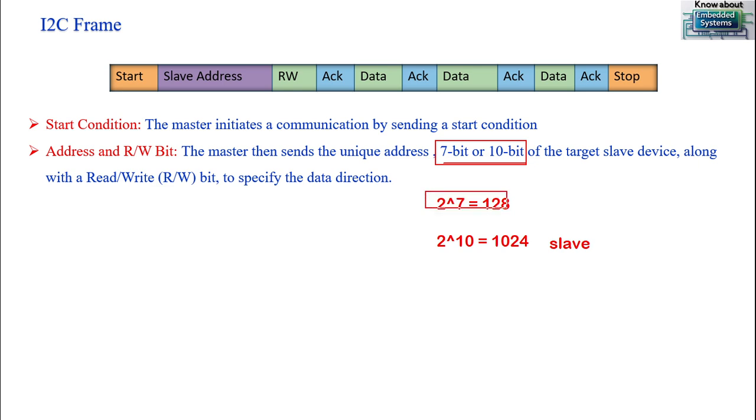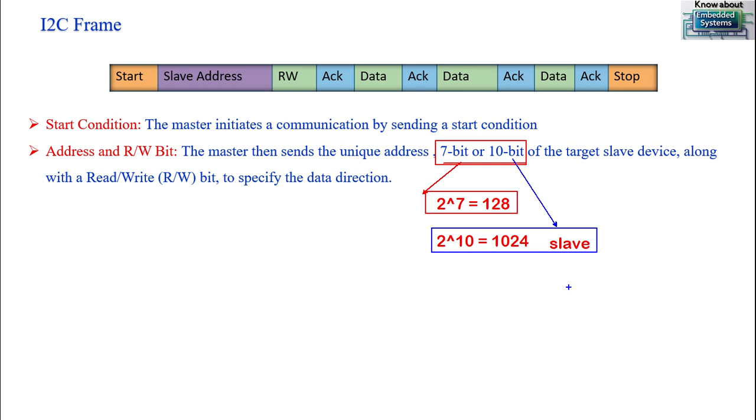In 7-bit, it is possible to generate 128 different slave addresses. And when we go with a 10-bit slave address, it is possible to design up to 1024 slave addresses. That means we can connect up to 1024 slaves. That is the theoretical meaning here. Because of this, I2C is more popular. You can connect more devices.